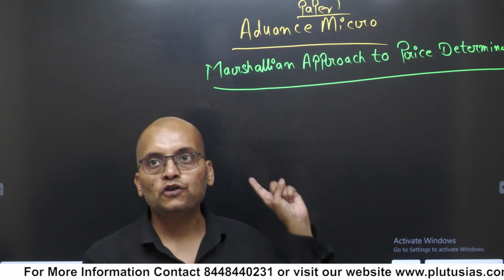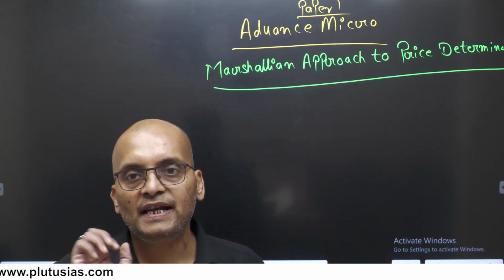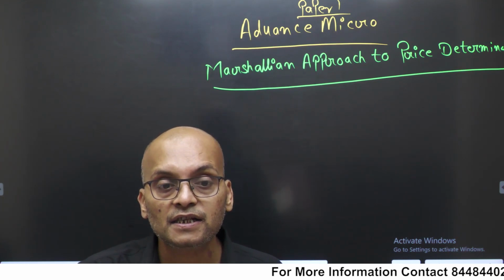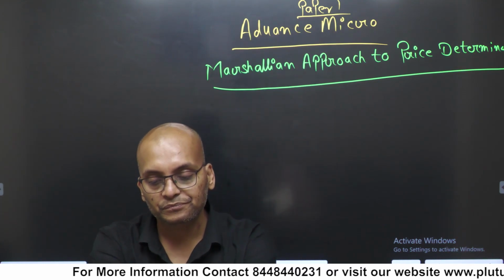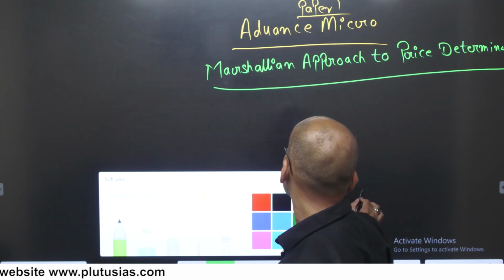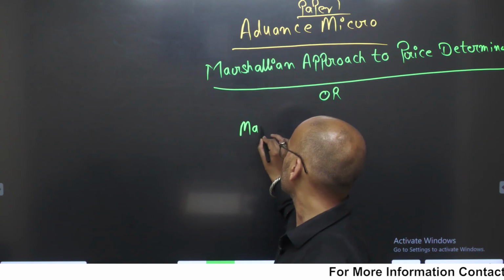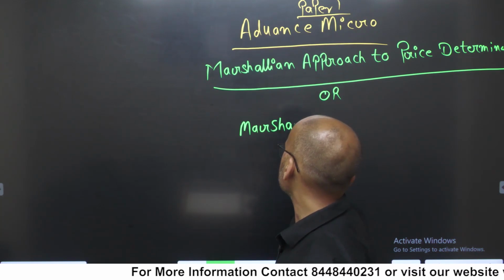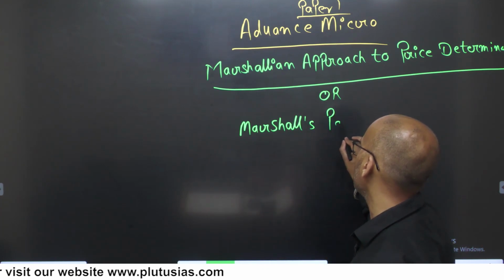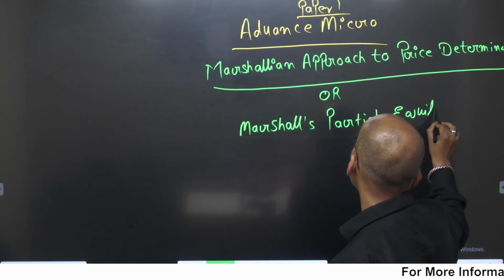So this is also known as, sometimes they ask the question from it with this name, Marshallian approach of price determination, or they also write it as Marshall's partial equilibrium, also known as Marshall was an economist. Partial equilibrium. What is this partial equilibrium? We will see later.